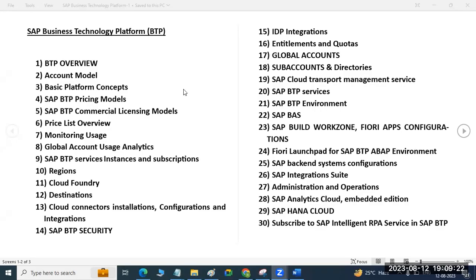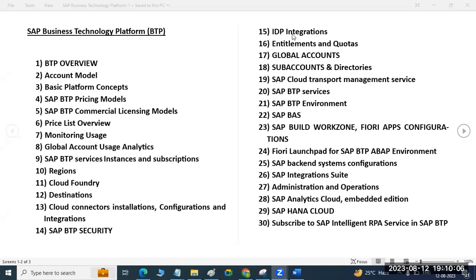So yeah, good evening everyone. This is the course content which we are going to discuss in our day-to-day classes. Here we are going to discuss the BTP overview, account models and concepts, how pricing is applicable for each and every service, and the usage analysis, monthly or yearly. Also regions, what the regions concept means, what environments we have. Then destinations, how to create RFC destinations to our Cloud Connector and backend systems, Cloud Connector installation and integrations, BTP security models, and SSO configurations.